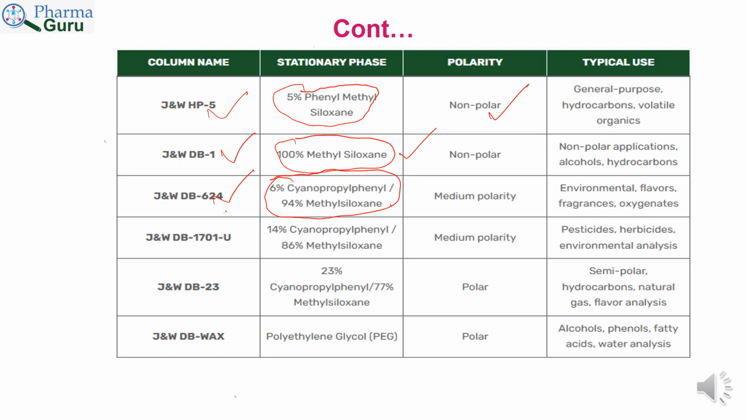Similarly, DB1701 contains 14% cyanopropyl phenyl and 86% methyl polysiloxane. It is mid-polar column. Similarly, DB23, it contains 23% cyanopropyl methyl and 77% methyl polysiloxane. It is a polar column and it is used for separation of polar molecules. Wax or polyethylene glycol column is a polar column and it is used for separation of polar molecules.